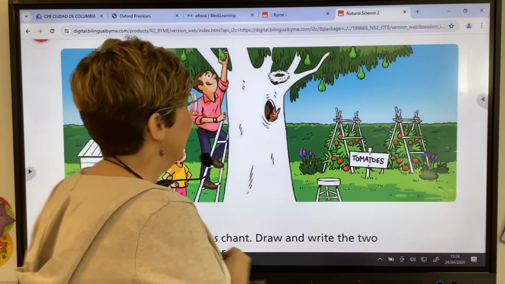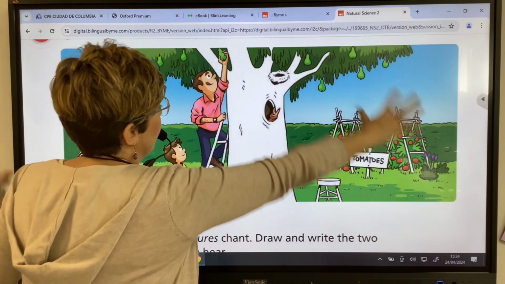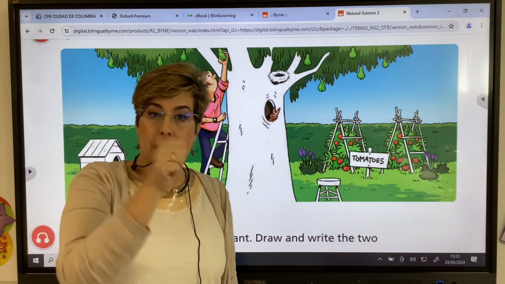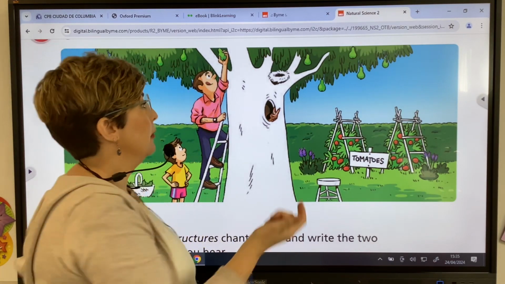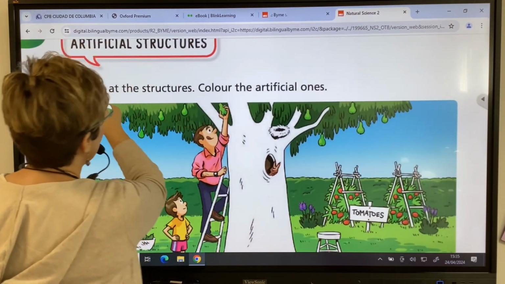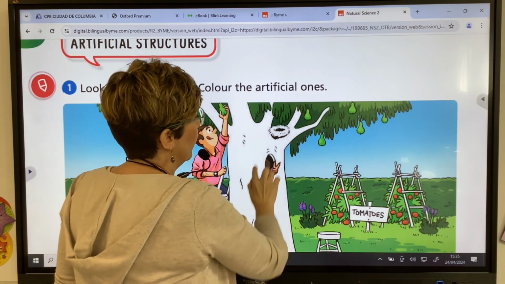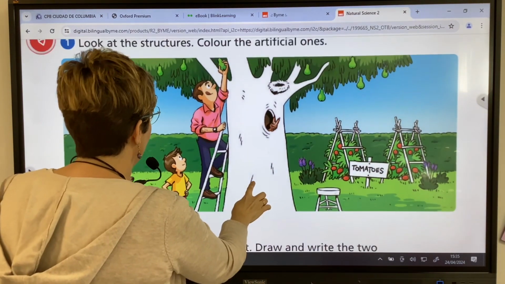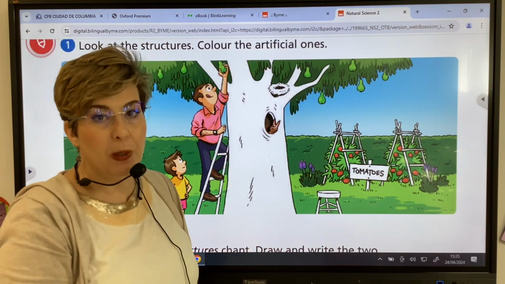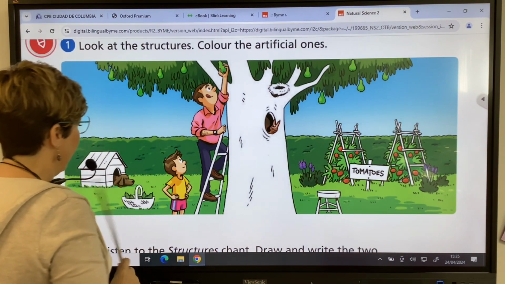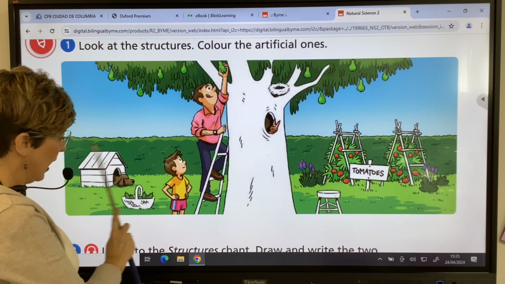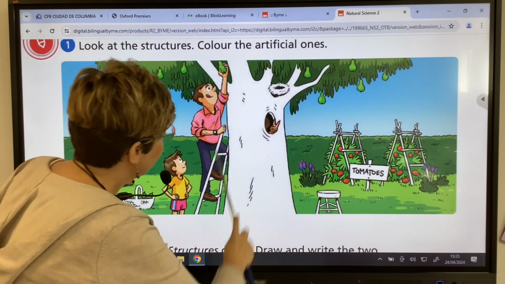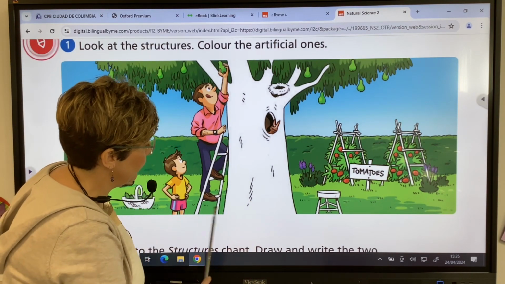Okay? Let's see. Here we have both natural and artificial. But what do we have to do? We have to color the artificial ones. So we just have to color the ones that are artificial. Which ones are artificial? So we have the dog's house is artificial. The ladder is artificial.